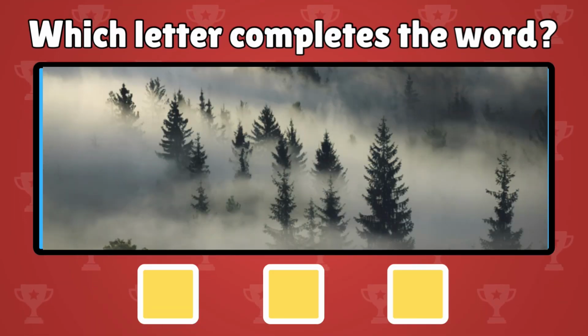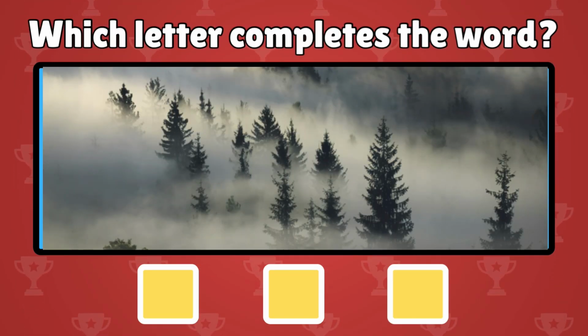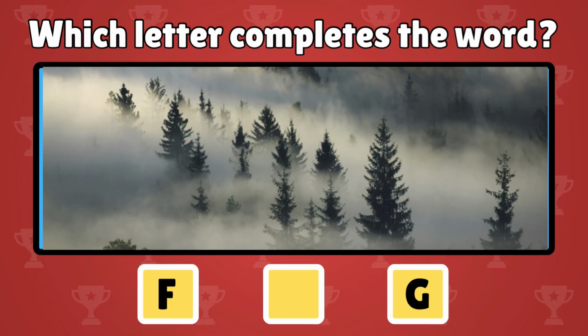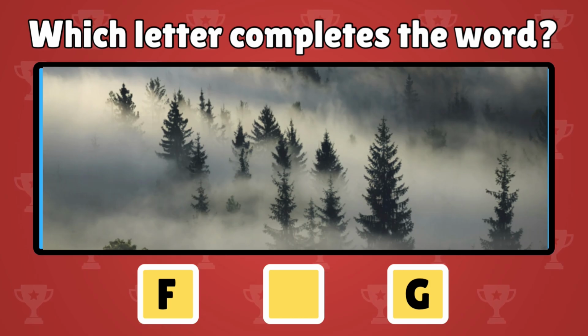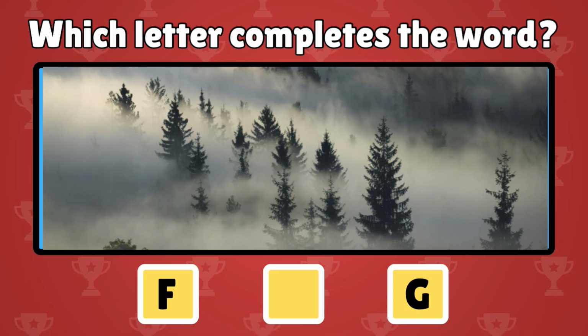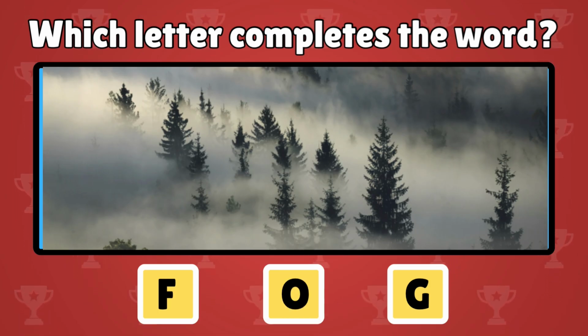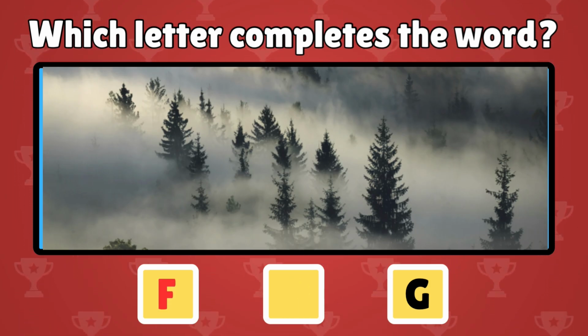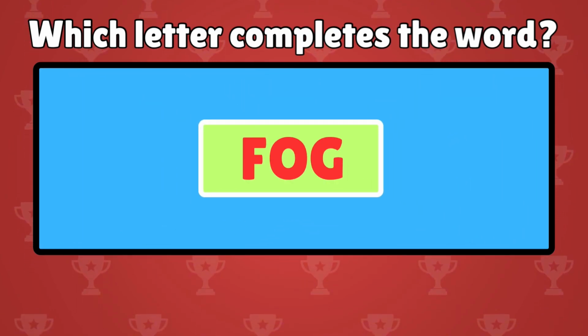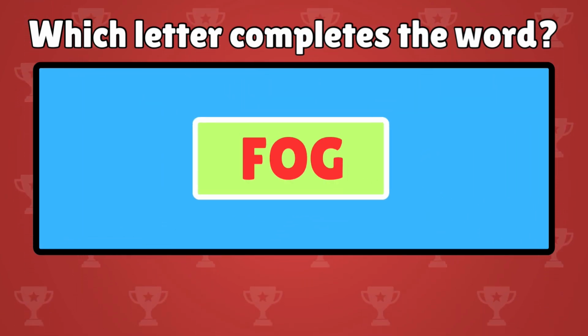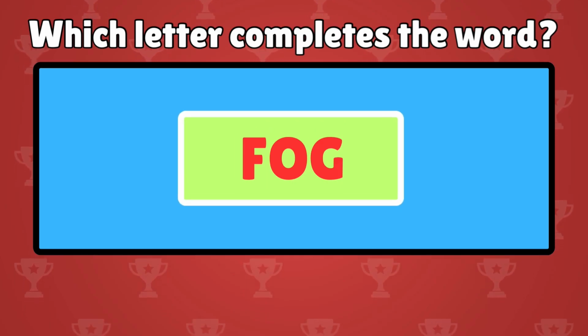Look at the picture. It is fog. Here, vowel is missing. F, G, which letter completes the word? It is O, F, O, G. Fog. Can you say it again? F is for fog. Fog.